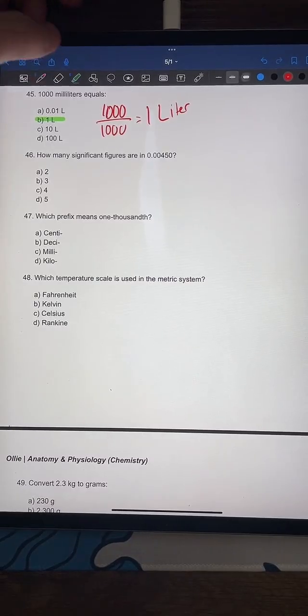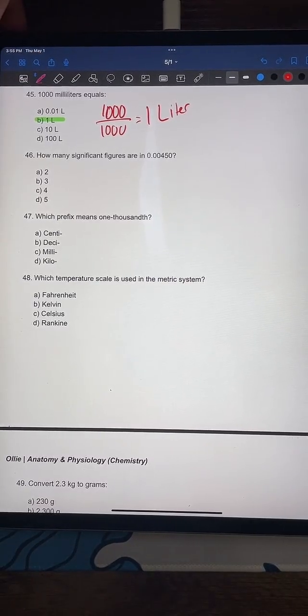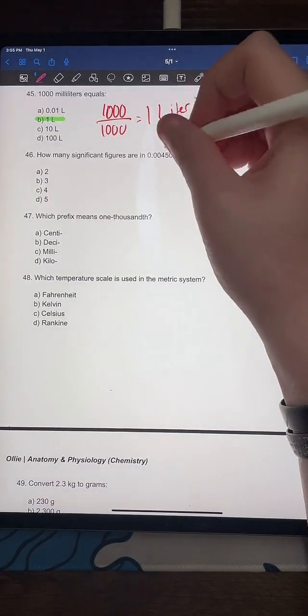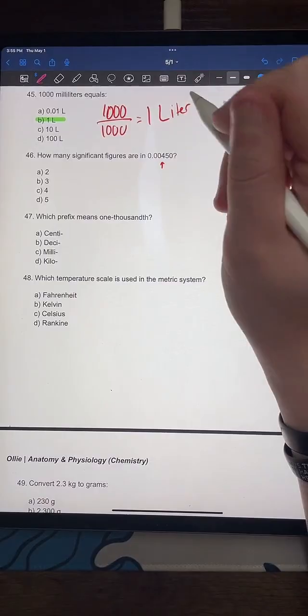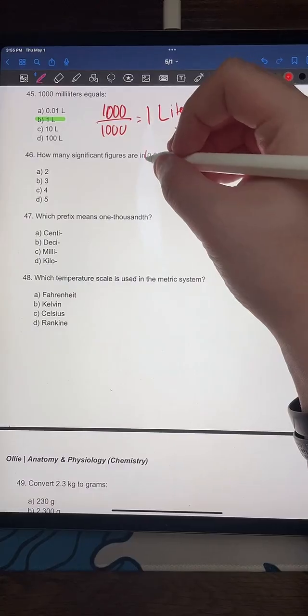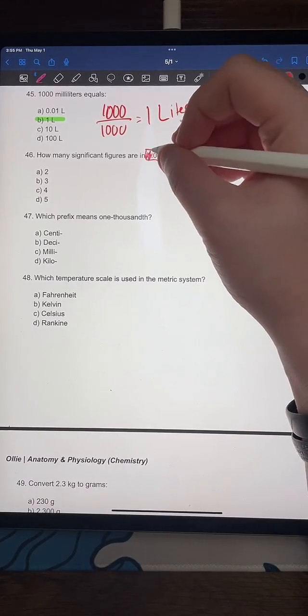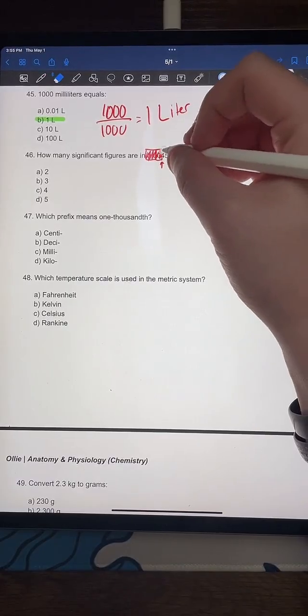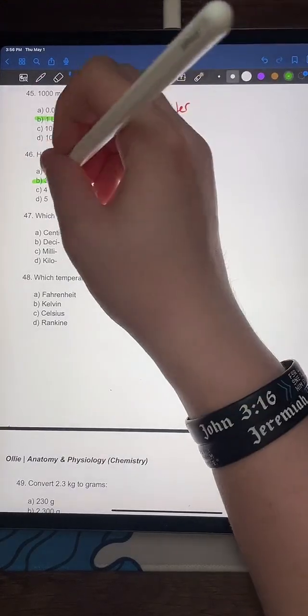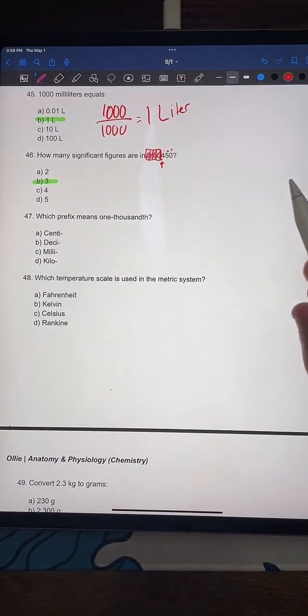All right, so sig figs. The leading zeros before any non-zero digit are not significant. They only show the decimal placement. Our first non-zero digit is 4. How many digits are before that? There's 3. These are not important. So what are we left with? We're left with 4, 5, and 0, giving us 3 sig figs.